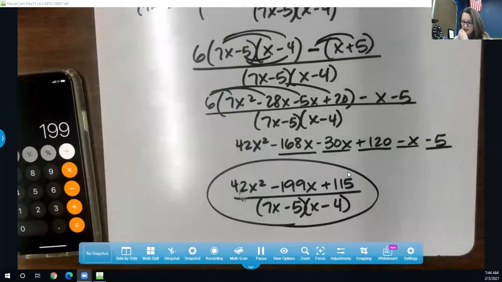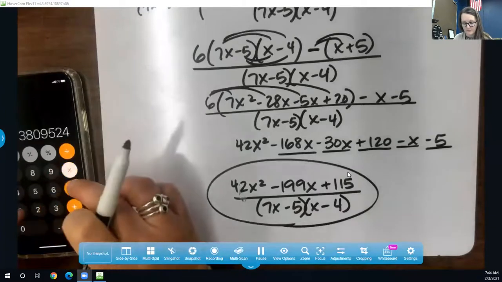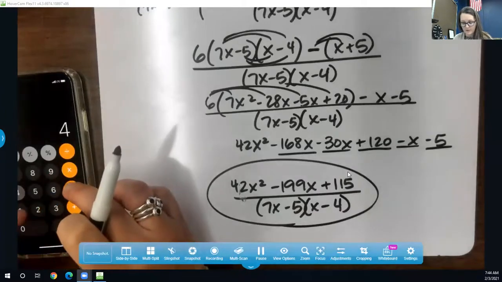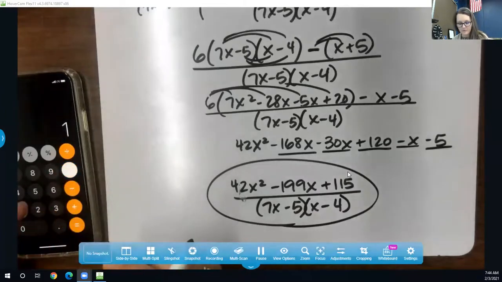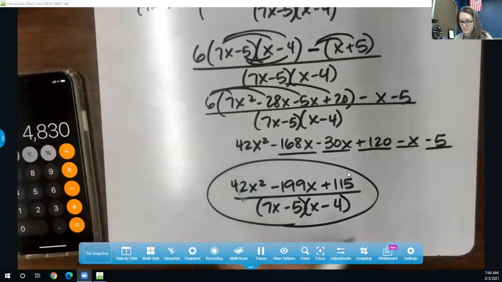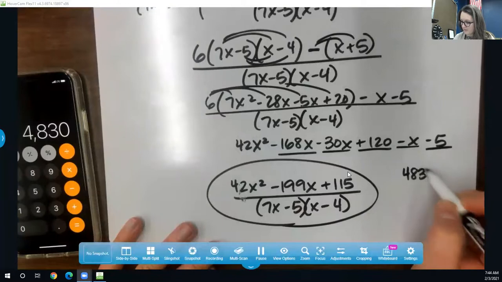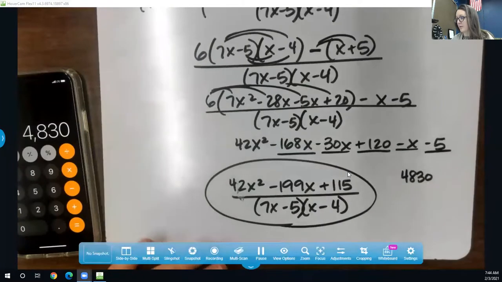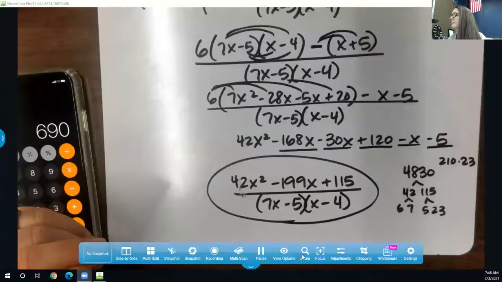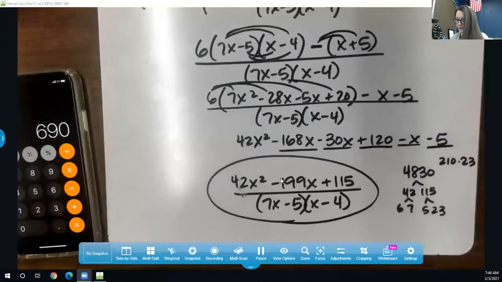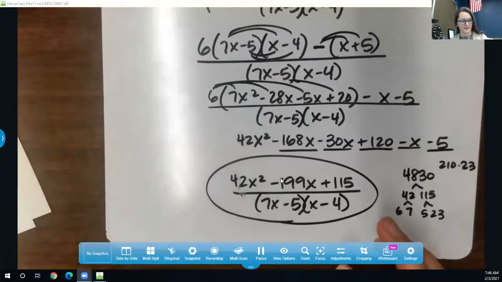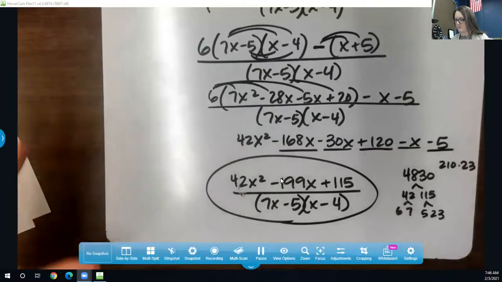All right, if I do 42 times 115, that's 4830. So what I can do is see if we can split the middle term. I'm gonna pause this and check my factors. Okay, so our answer is no. We're gonna leave it like that. That is really ugly, but that's okay. That is what happens when we subtract, right?